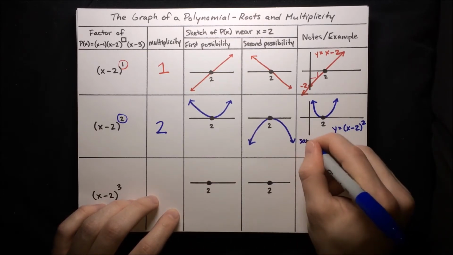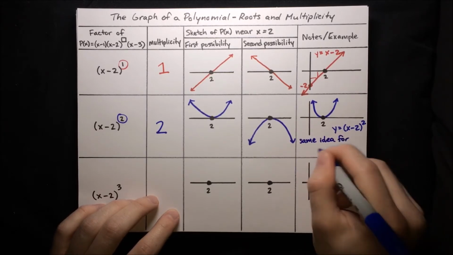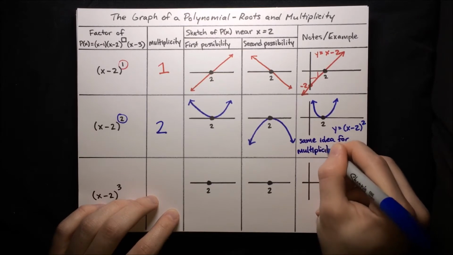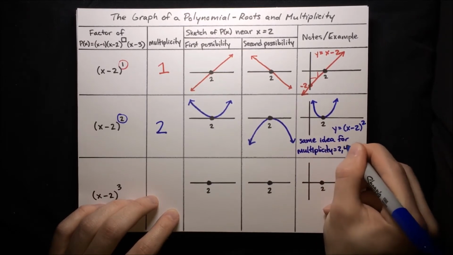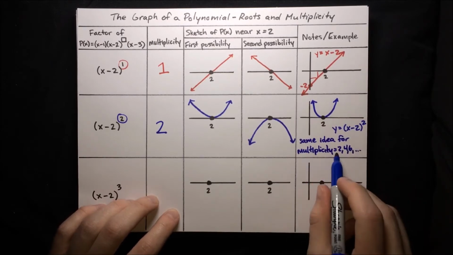So same idea for multiplicity equals 2, 4, 6, and so on, just any even multiplicity.